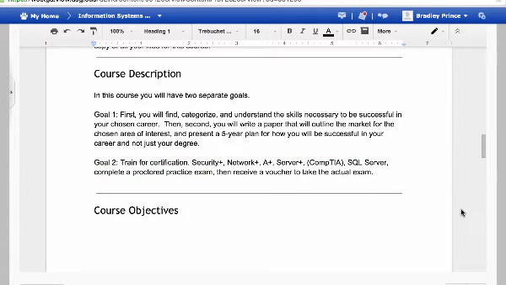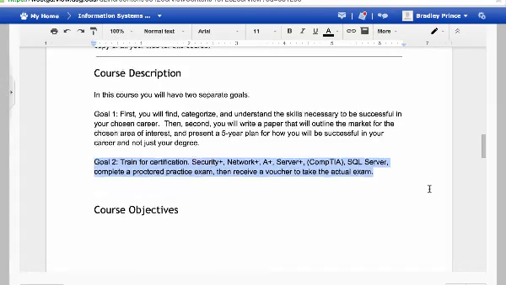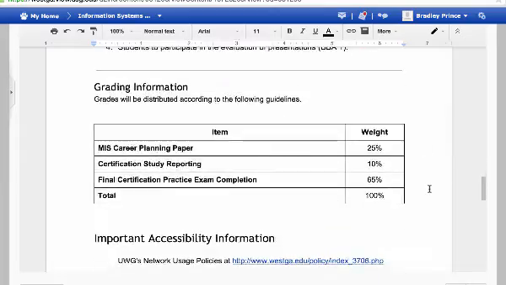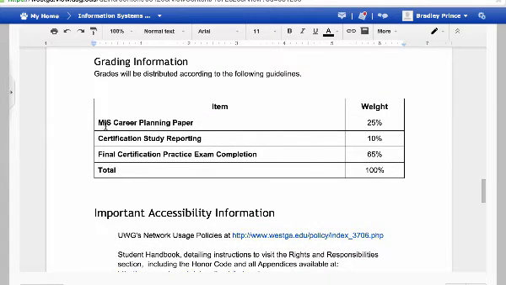So basically, we're trying to prepare you for your career. Goal 1, look at the market right now, 5 years, 10 years, jobs you would be interested in being in at that point. Pick a skill that you need to demonstrate and choose a certification that will help you do that, and then start studying. So what I need you to do over the next 3 days is get started writing this 5-year plan. Let me move on down here and I'll show you the weight. Your MIS career planning paper, which is your 5-year plan, is worth 25% of your grade.